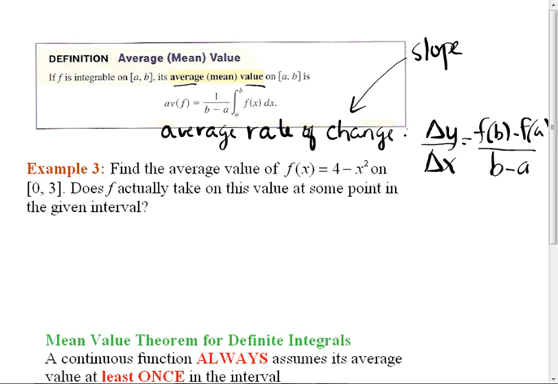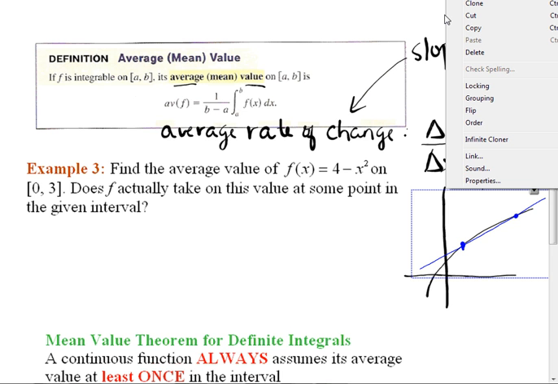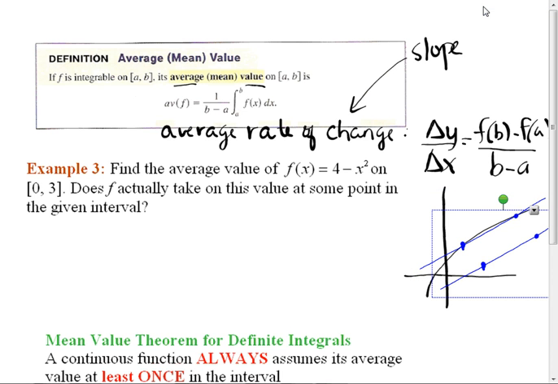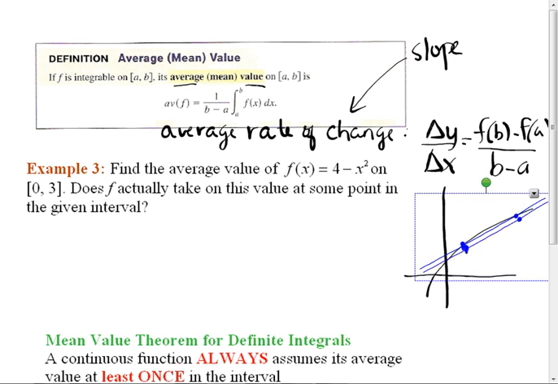And do you remember the mean value theorem for derivatives? Here is the average rate of change, right? And I'm just going to move this over here. Someplace, the instantaneous has to equal the average. That's the mean value theorem for derivatives. Is it coming back now?